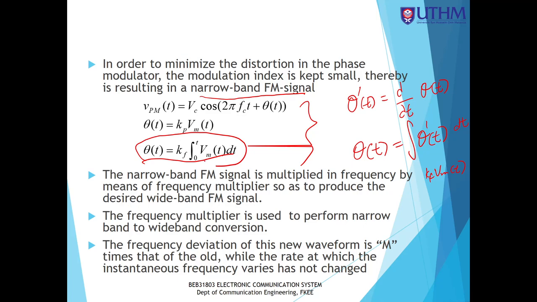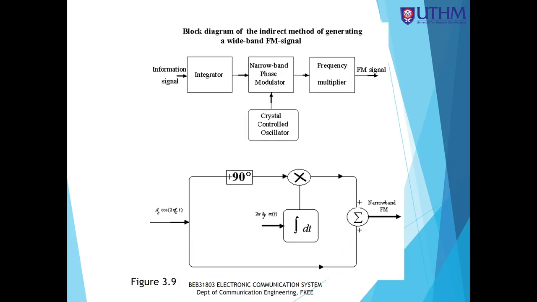Remember indirect FM means that we produce a PM, phase modulation, and indirectly, we also produce FM. In this case, you're going to see that we produce narrowband FM. And you see that here, the narrowband FM signal is multiplied in frequency by means of a frequency multiplier, in order to produce the wideband FM. Later we will see how to produce a wideband FM, because most radio applications use a wideband FM system. In that case, we need to multiply the frequency. Okay. So we're going to see how to multiply later based on this example.